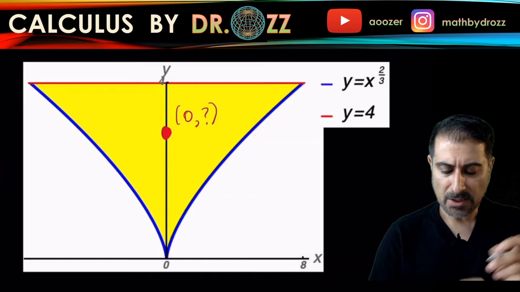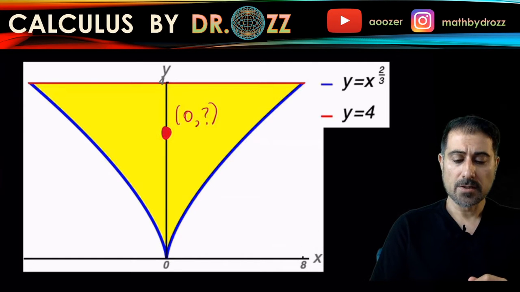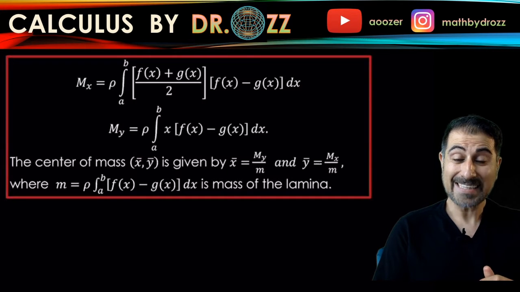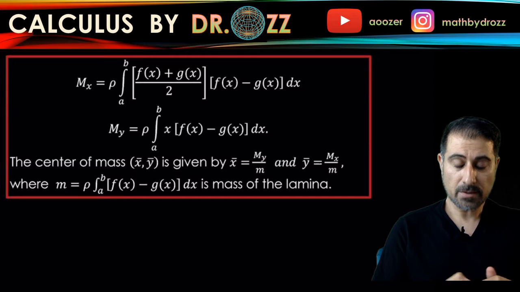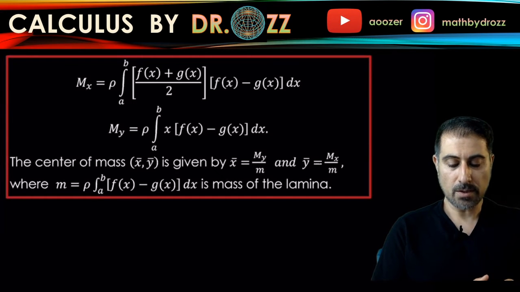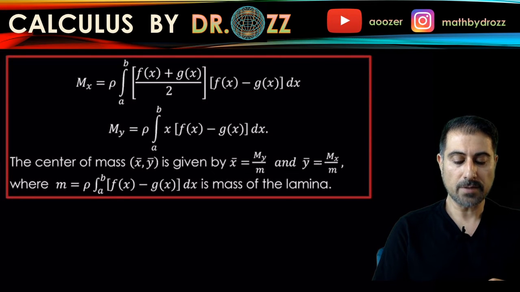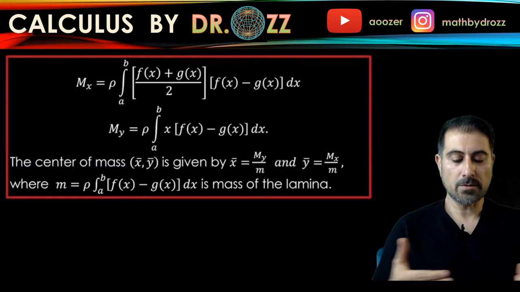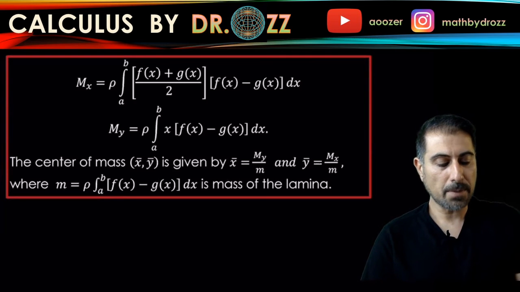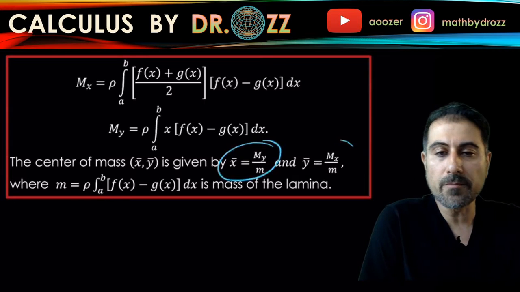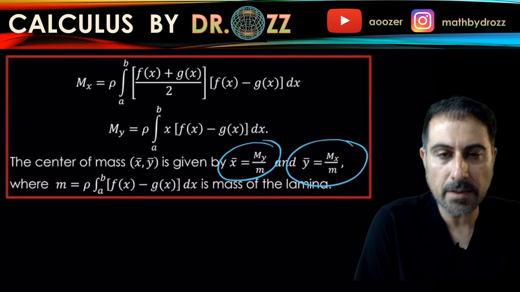And at this moment, I want to remind you of the formulas here. You are supposed to calculate m sub x, the moment about the x-axis. We have to calculate m sub y, the moment about the y-axis, and the total mass, which is rho times the integral of f minus g from a to b. So our task right now is to find a and b and label f and g and do all the calculations to come up with x bar and y bar eventually. Remember that x bar and y bar are independent of the density rho.